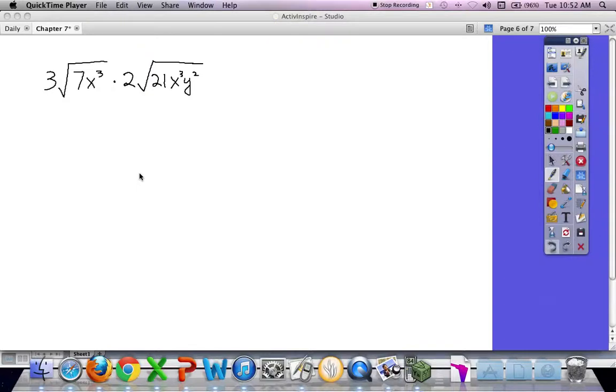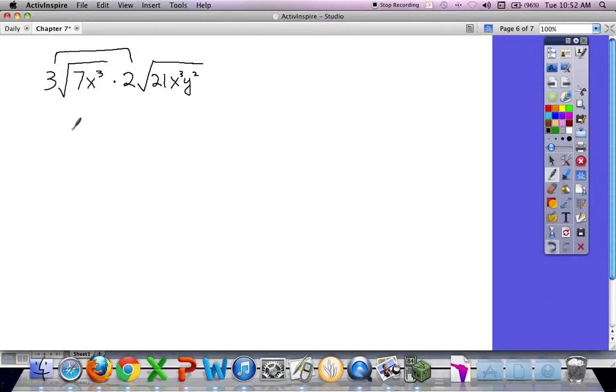This is the check understanding with example 3 on page 369. Okay, multiply radical expressions. As you notice, we have two expressions here. Each one has something outside the radical and something inside the radical. Outside, inside. So as a first step, let's multiply together those things which are outside the radical.